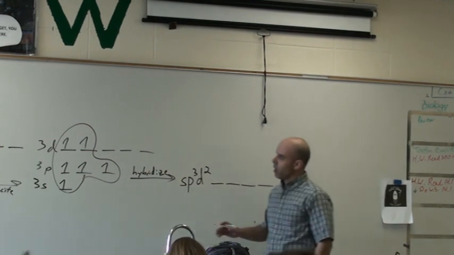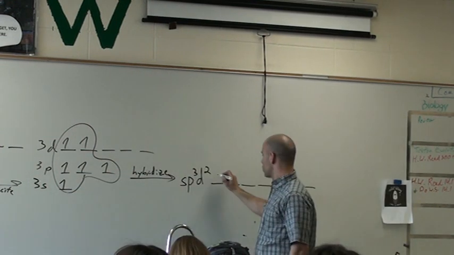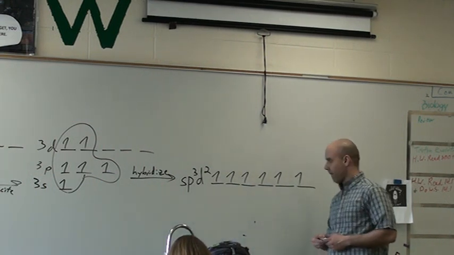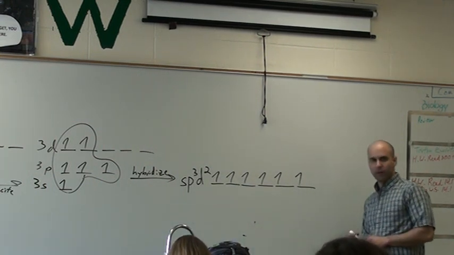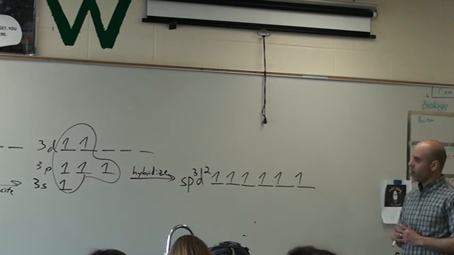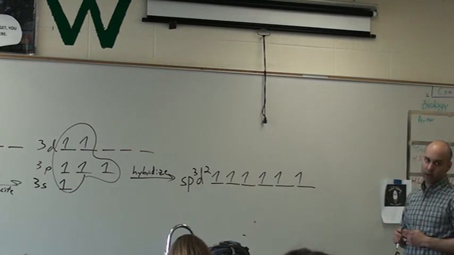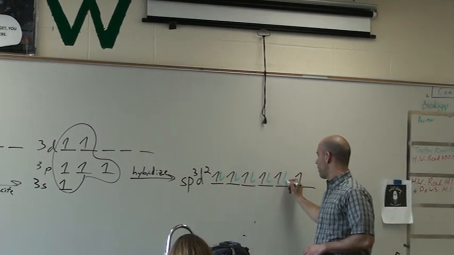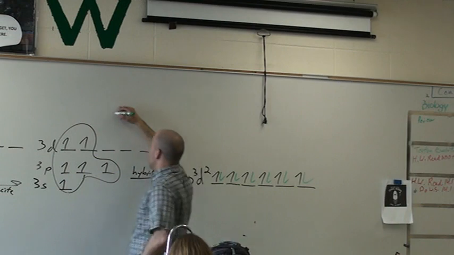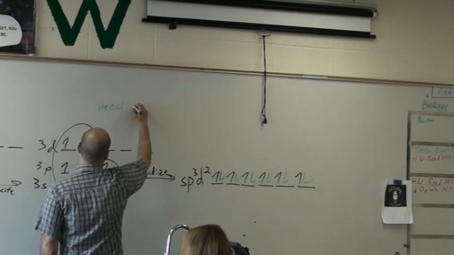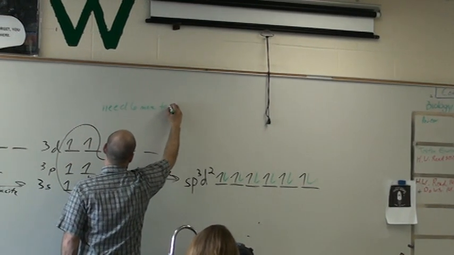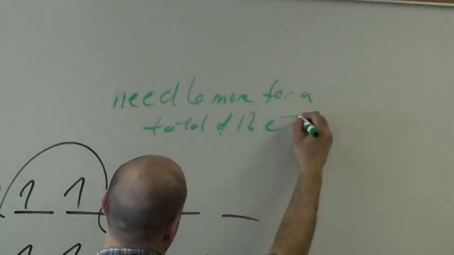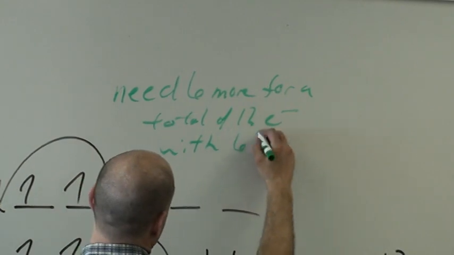And I have a total of 6 electrons, so I put 1 in each box. And now, how many more do I need, Elish, so that everybody has a pair? 6. I need 1, 2, 3, 4, 5, 6 more. So I need 6 more for a total of 12 electrons with 6 bonds.